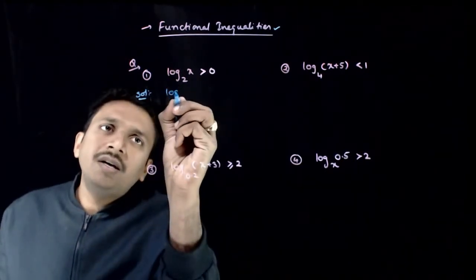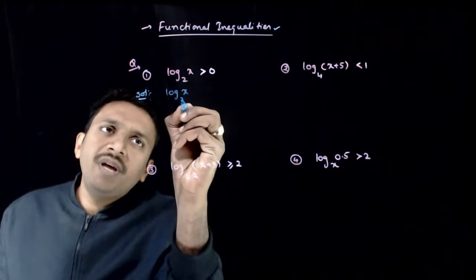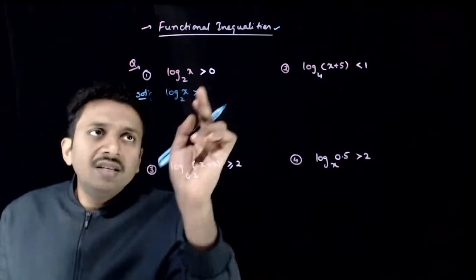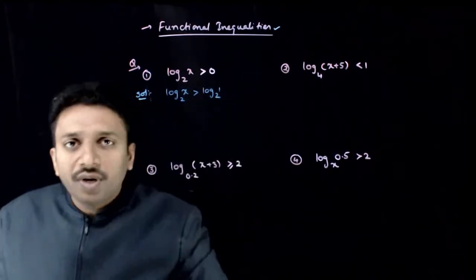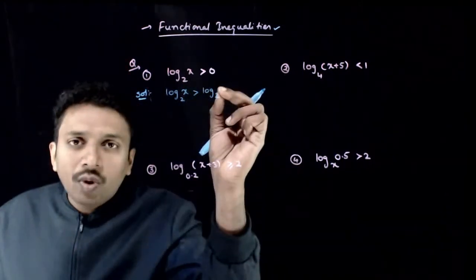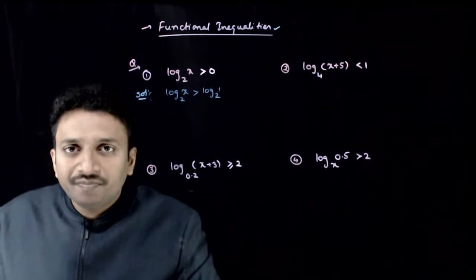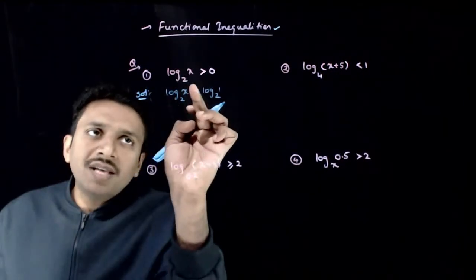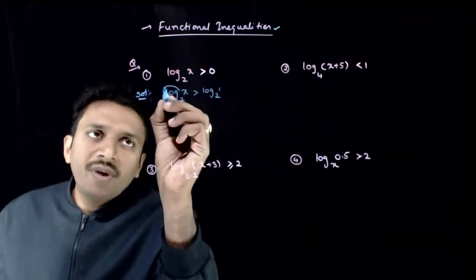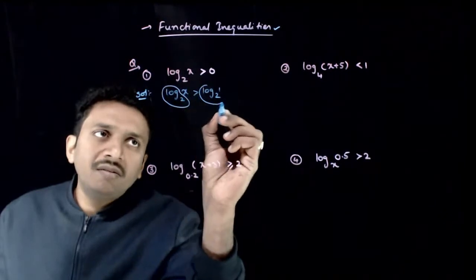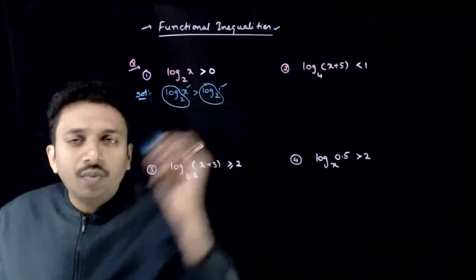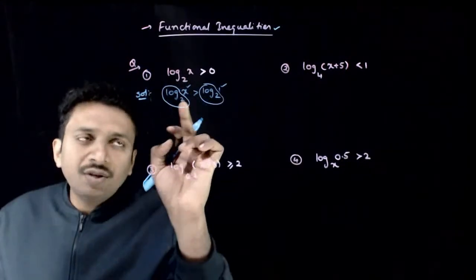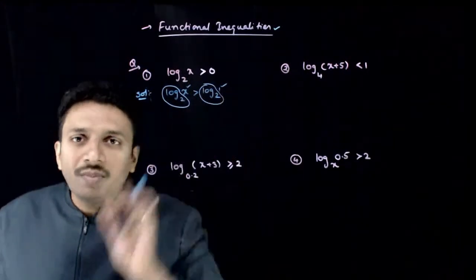So log x to the base 2 is greater than 0 can be written as log 1 to the base 2, right? Because we know that log 1 to any base is equal to 0. So now log to the base 2 is a function for me. The arguments are x and 1. Log x to the base 2 is greater than log 1 to the base 2.